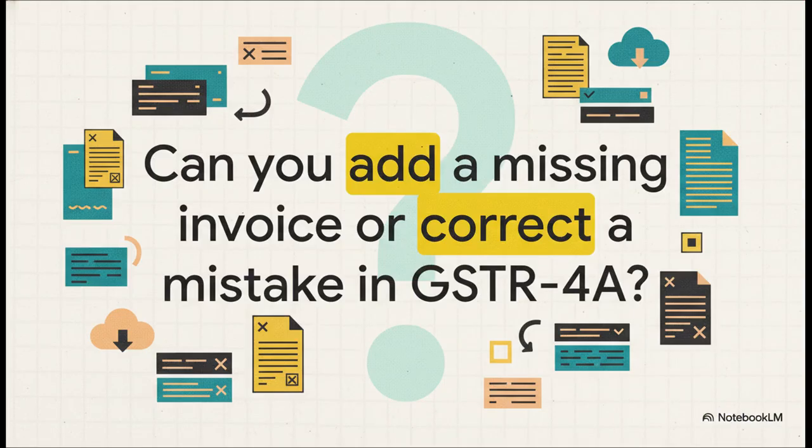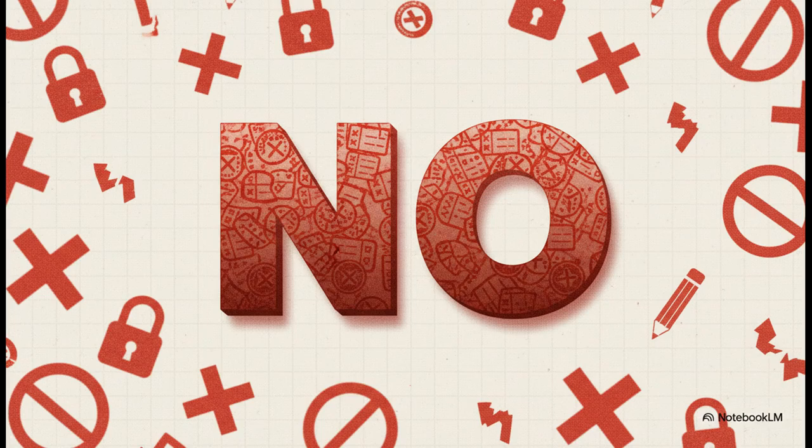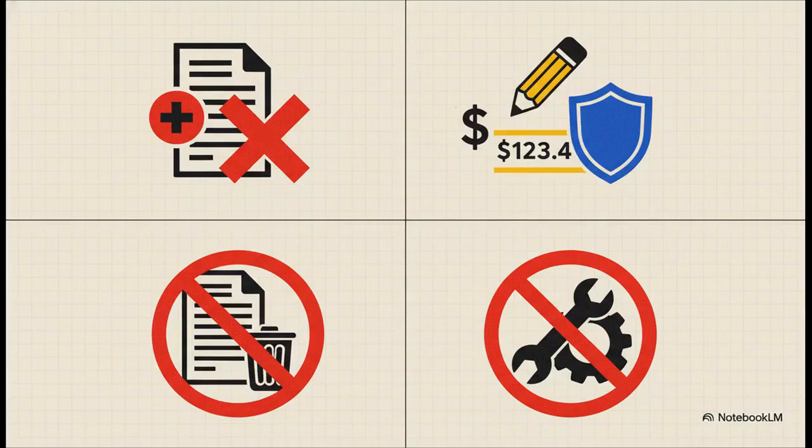Okay, so here's a question we get all the time. You're looking at your GSTR-4A and you notice, hey, wait a minute, my supplier totally forgot to add an invoice. Or maybe, whoa, they put in the wrong amount here. And the natural next thought is, can I just go in and fix it myself in GSTR-4A? The answer to that question is a clear, simple, and absolute no. No way, you cannot. And let me be perfectly clear about this.